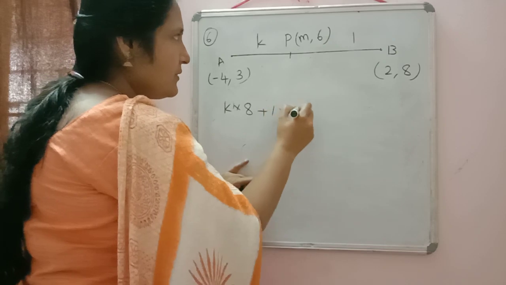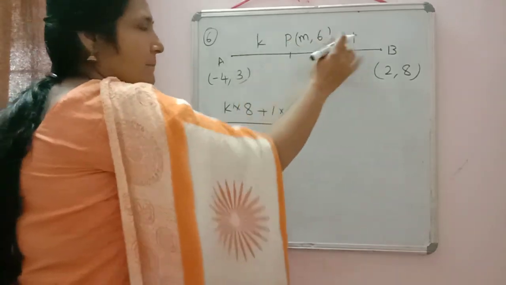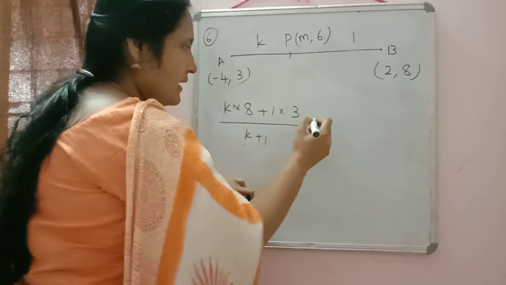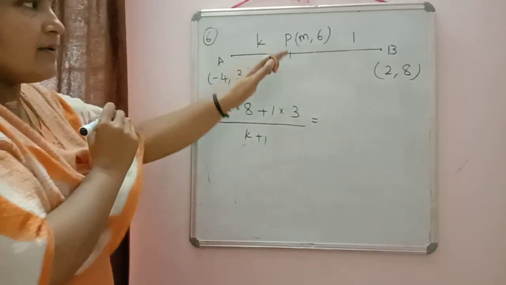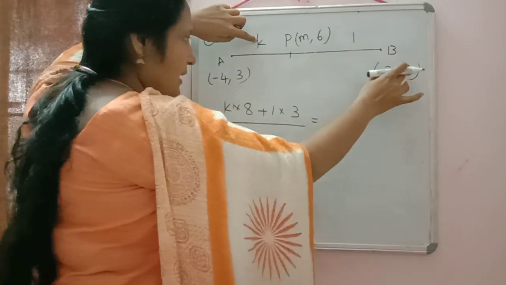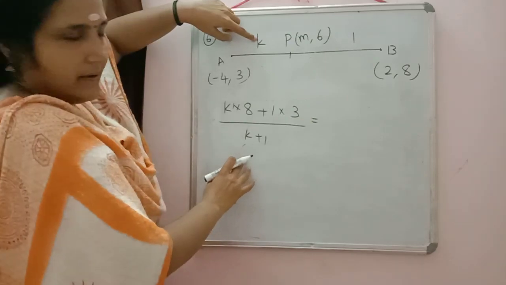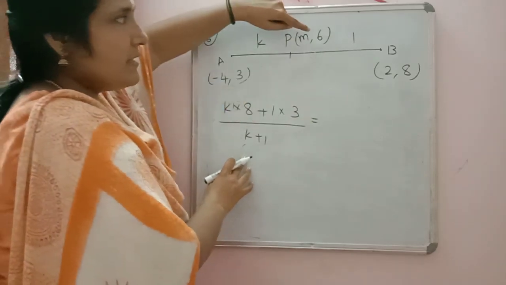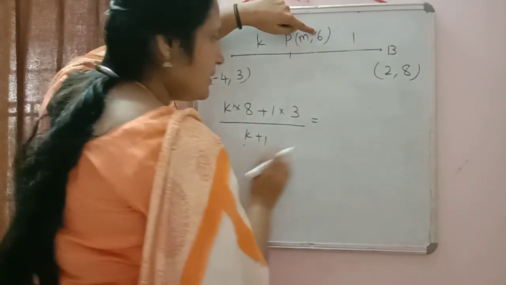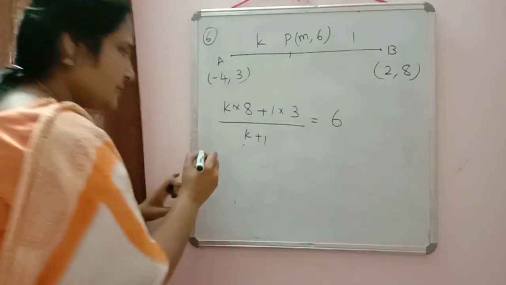So it will be equal to 1 into 3 by K plus 1. According to the section formula, the y coordinate of the point P will be equal to K into 8 plus 1 into 3 by K plus 1. But already in the question, what is given? The y coordinate is equal to 6. So we can equate the y coordinate to 6.